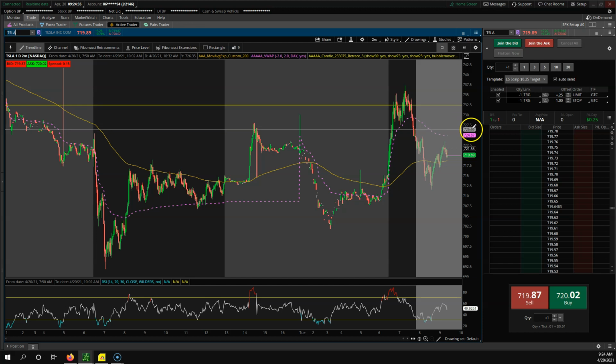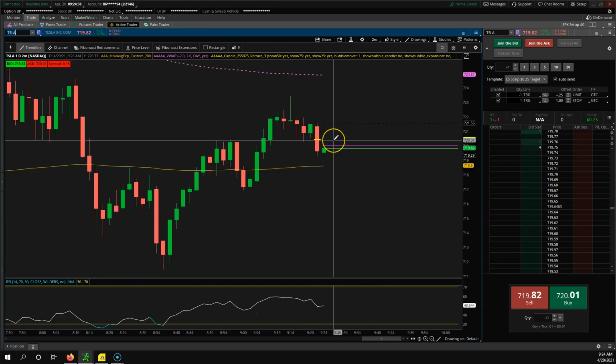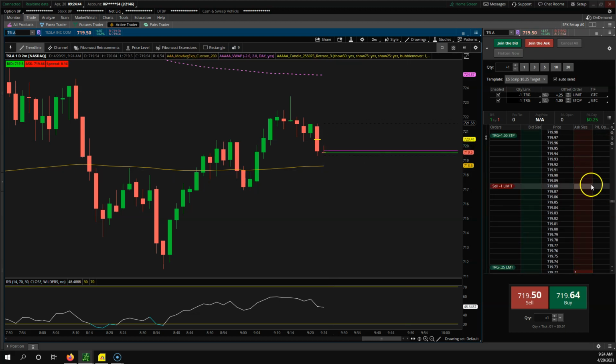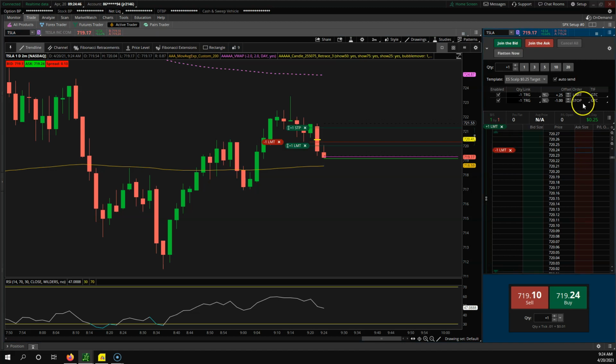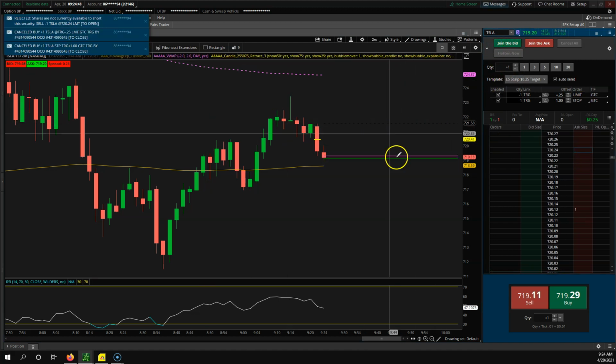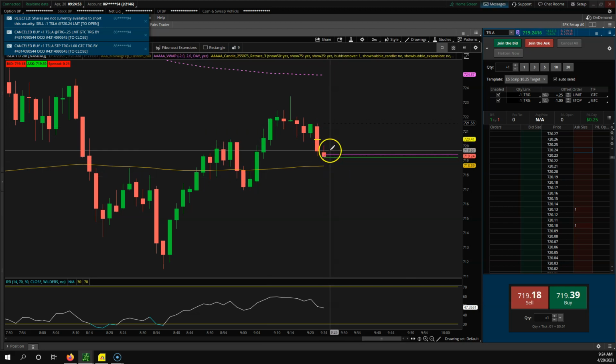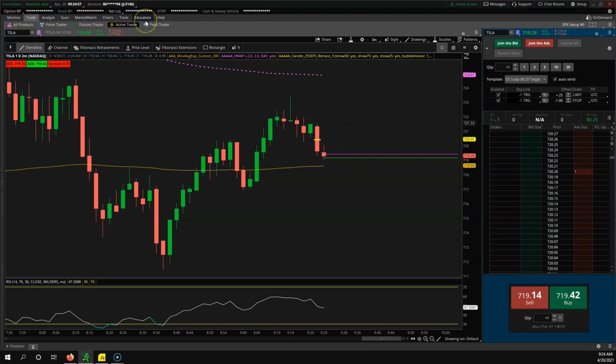Let's look at the stock. So right now we see we're in a downtrend. One of the things with Tesla is you're unable to short Tesla, right? So if I try to put an order in to short Tesla, it'll be rejected. Okay. So it kind of makes it hard to play to the short side of it, but to the long side, it works really well.